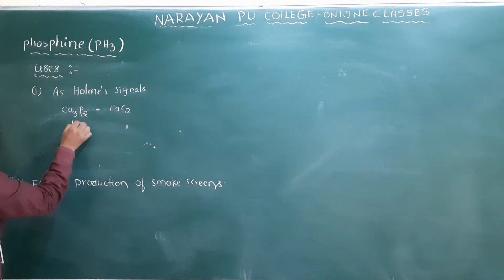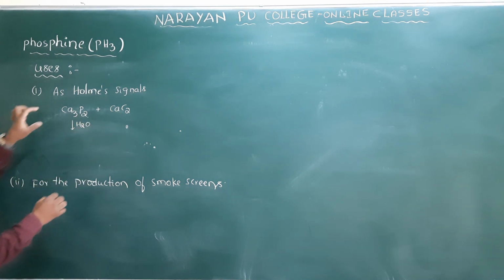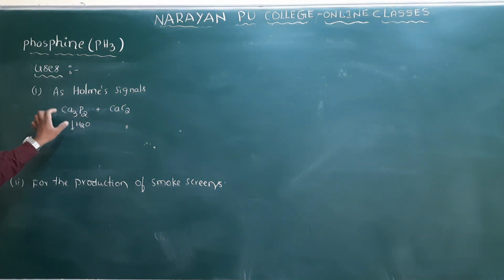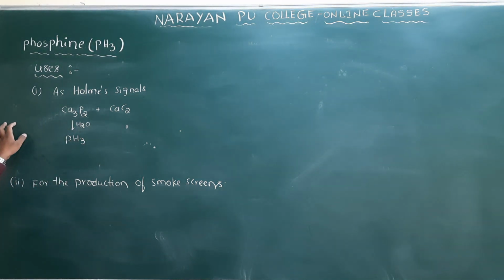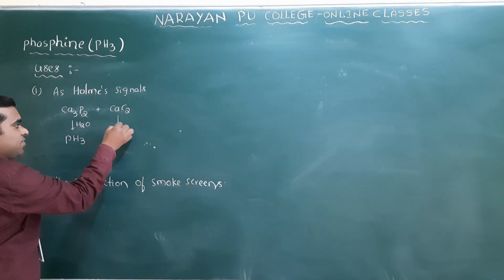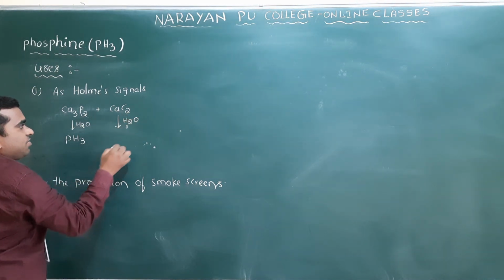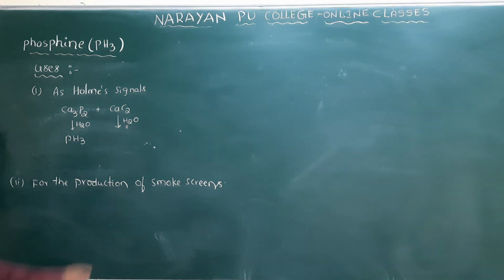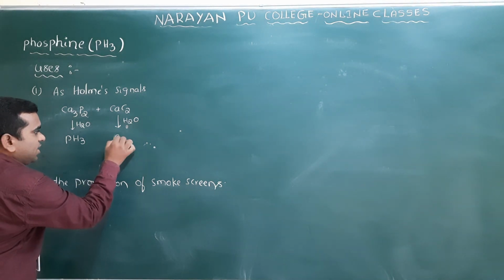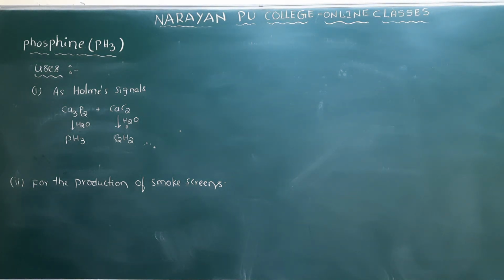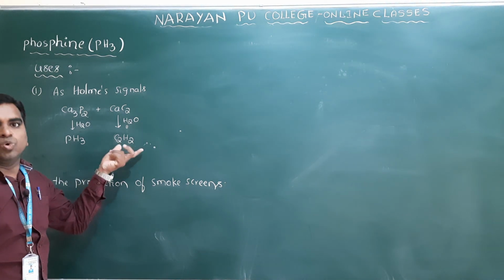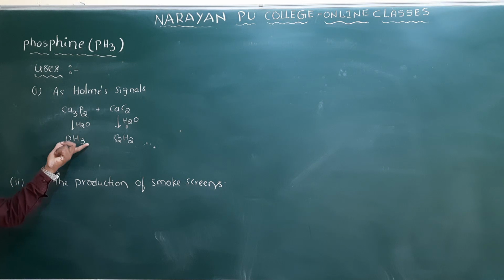When water is contacted with calcium phosphide, what will you get? Phosphine. And calcium carbide reacts with water. In the first year you have studied already ethylene; acetylene, you can say. You will get acetylene, C2H2. As I already mentioned, phosphine is not a pure one.